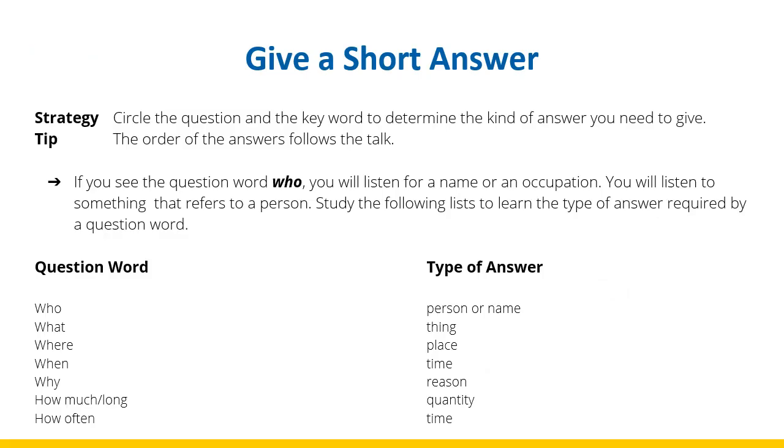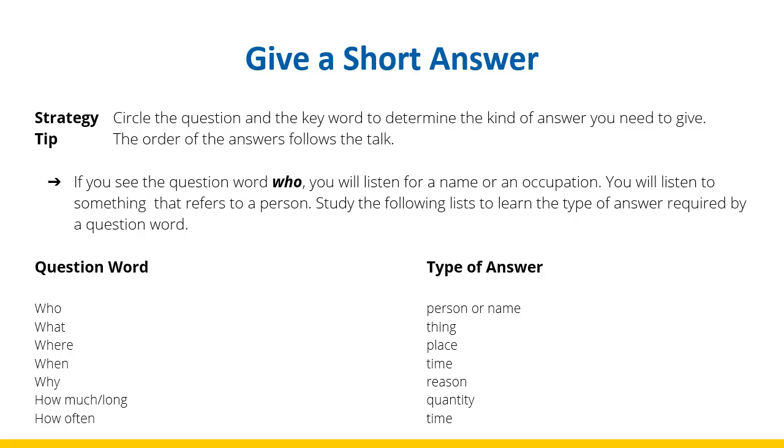Our final task we're going to review today is giving a short answer. Remember that you need to circle the question and keywords to determine the kind of answer you need to give. Also remember the order of answers follows the talk. If you see the question beginning with who, remember you listen for a name or an occupation. You listen to something that refers to a person. Also, studying the following lists of words will help you to be more prepared for your upcoming test.